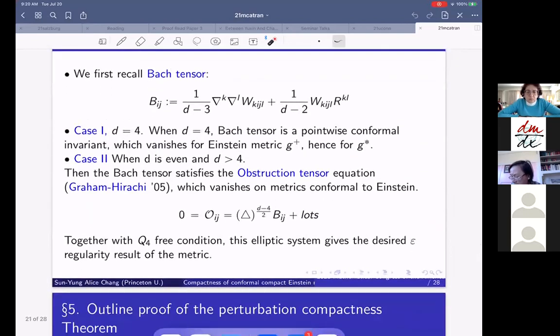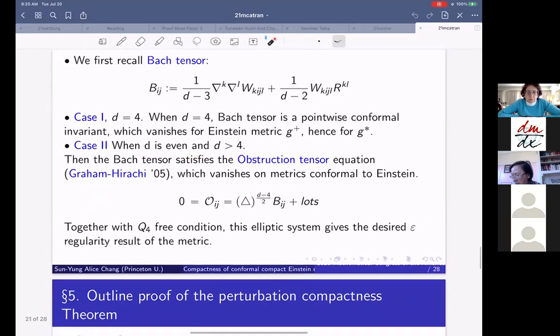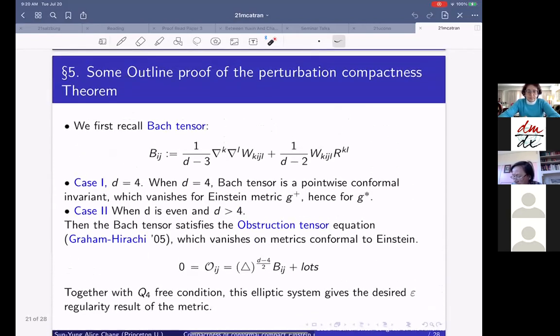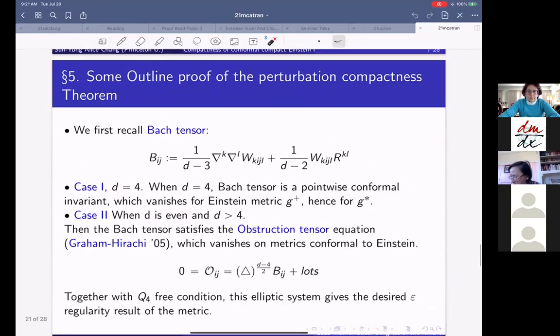And when d is even, when d is bigger than 4, it turns out the Bach tensor satisfies some condition and some PDE, which is related to the existence of some obstruction tensor. That's the tensor studied by Graham and Hirachi. This is a tensor which vanishes for Einstein metrics and which also vanishes for metrics conformal to Einstein, so O_ij equals 0 for conformal Einstein metrics. So in this case, our Bach tensor also satisfies an elliptic PDE. So this solves the problem for d equal to 4 and d even, and it satisfies some additional elliptic system.